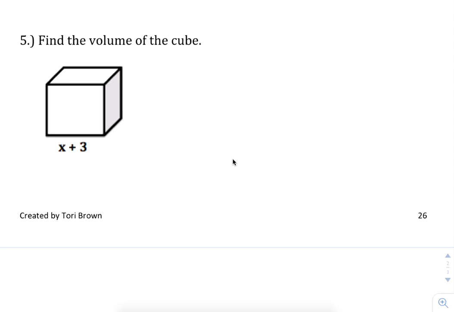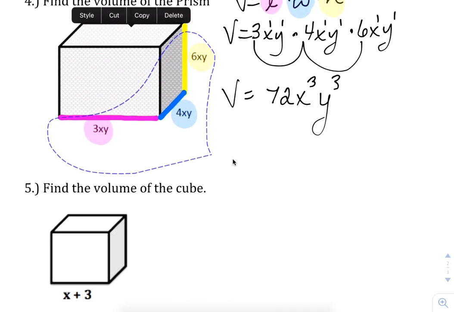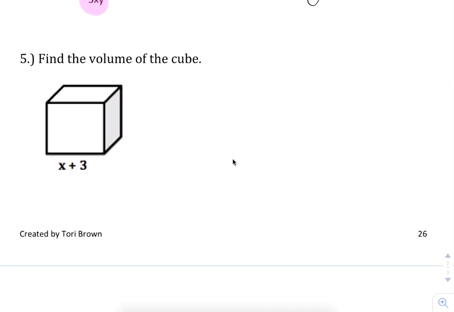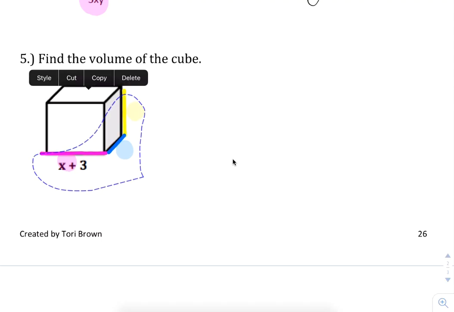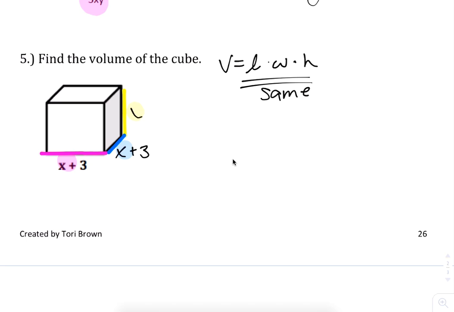All right, problem 5 says find the volume for the cube. I'm going to set this problem up the same way that we just did because I'm talking about volume and it is a 3-dimensional figure. On this problem we have x plus 3 as our length. But we have a special rule. Whenever we're talking about cubes, all of these are the same: my length, my width, and my height. So what we can do is plug each value in as the exact same thing.